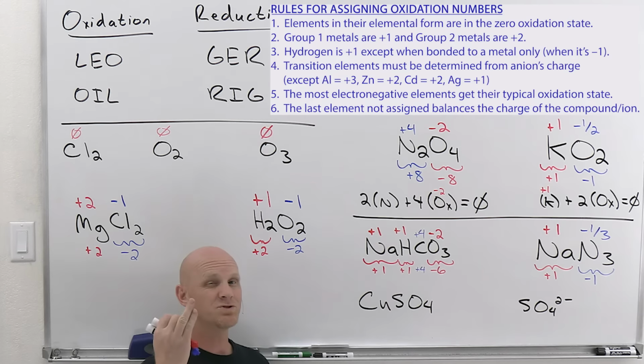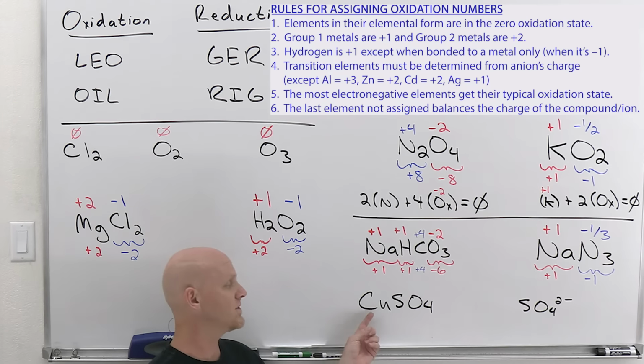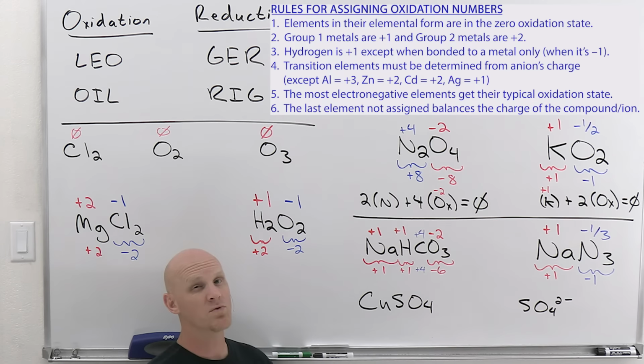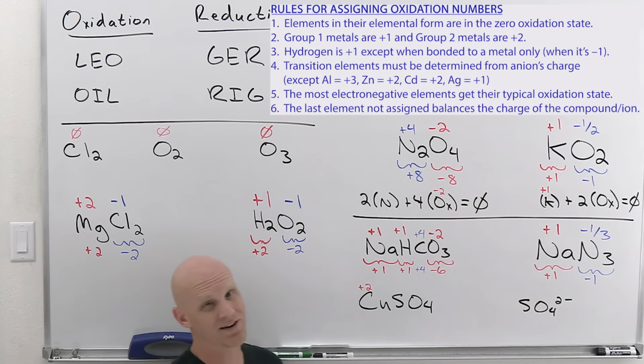Rule number 2, group 1 or group 2 metals. We don't have any group 1 or group 2 metals. Rule number 3 deals with hydrogen. We don't have any hydrogen. Rule number 4 deals with a transition metal. And here's where you're going to get into some issues here. You have to remember the charges on your polyatomic ions. If you've forgotten them, go back and review them. Because you're going to figure out what the charge on a transition metal usually is based on what it's with, what anion it's with. And in this case, you have one copper with one sulfate. And if you don't remember that sulfate has a -2 overall charge as a polyatomic ion, then there's no way you're going to be able to figure out that copper here is in the +2 oxidation state.